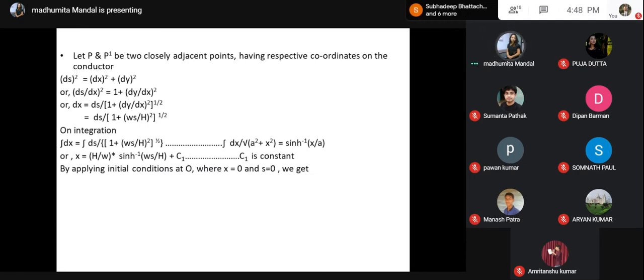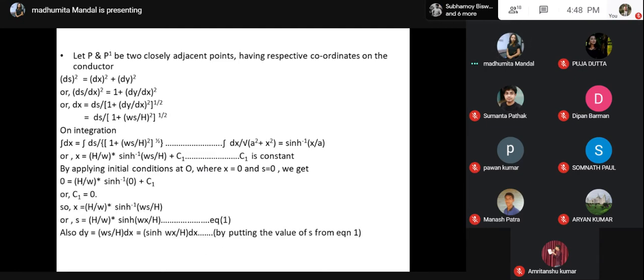Okay, s is equal to 0 also. So this equation will become 0. From here we can see 1 is equal to 0. So we can write that x is equal to h by w sinh inverse of ws by h. So s can be written as w by h sinh ws by h.